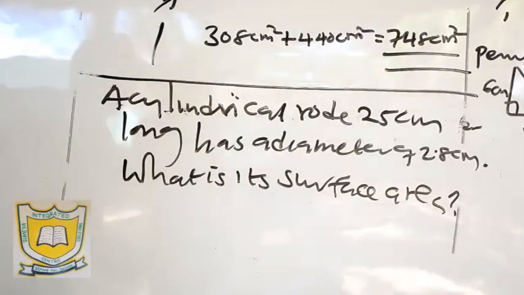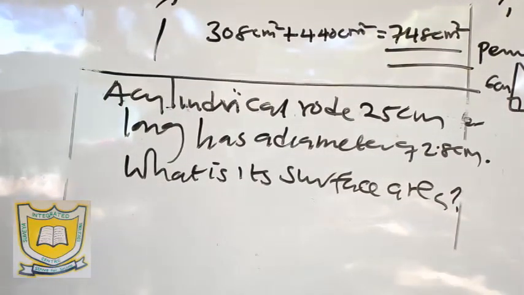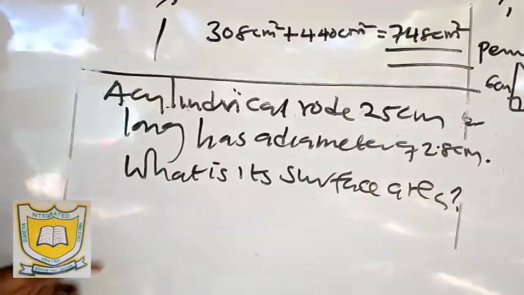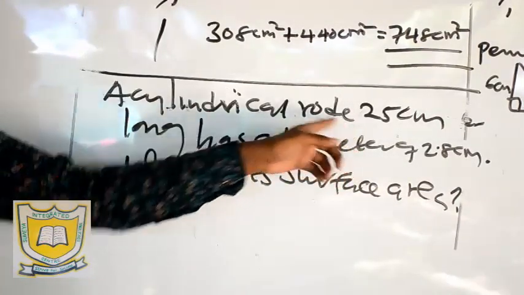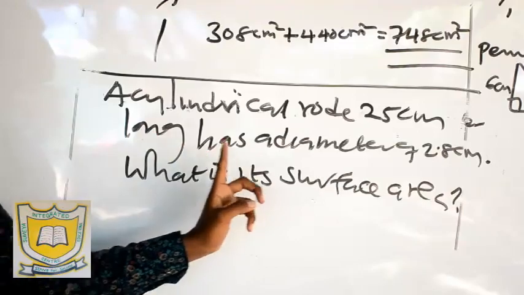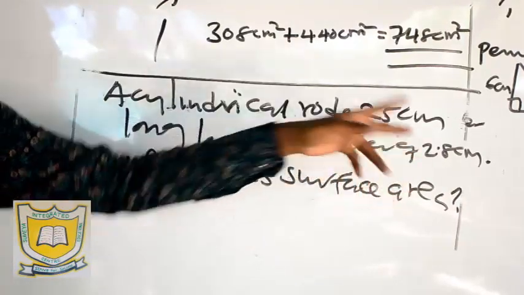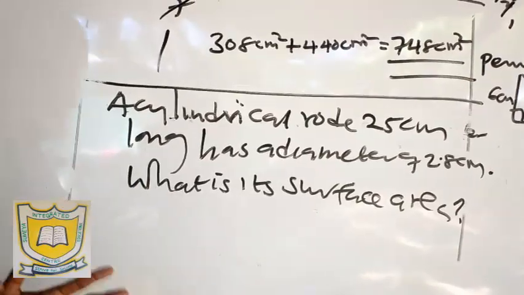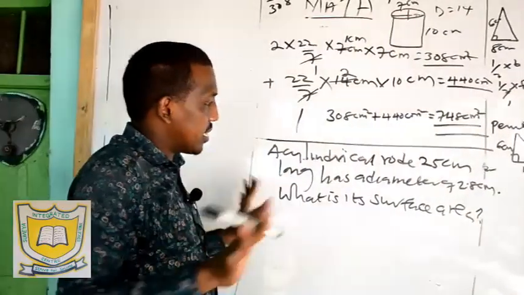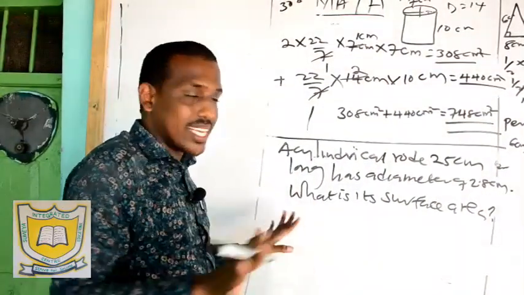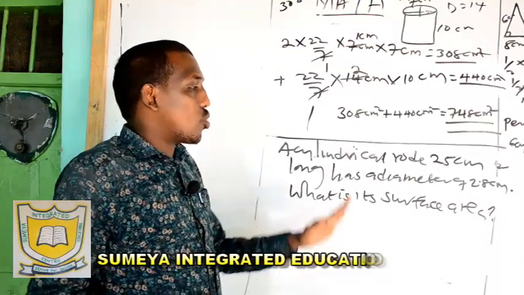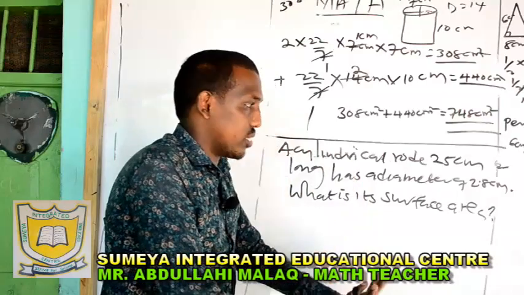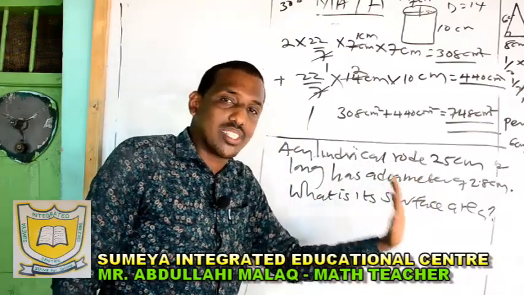Let us do this question. You are told a cylindrical rod 25 centimeter long has a diameter of 2.8 centimeter. What is the surface area? This one is also closed because they have not mentioned any word about open. Once they have not mentioned the word open, or curved, it means that one is automatically closed, the surface area of a cylinder.